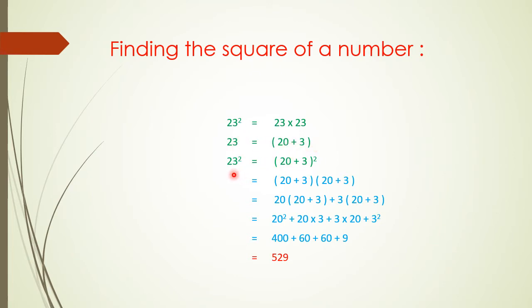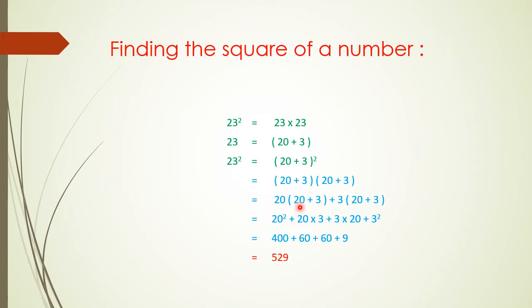And so 23 square is equal to 20 plus 3 all square. Here instead of 23 we write 20 plus 3, and here we have square, so we also put square here. Okay, and so we can write 20 plus 3 square is equal to 20 plus 3 into 20 plus 3. Now we multiply 20 into the second bracket, and we multiply plus 3 into the second bracket. 20 into 20 plus 3, plus this 3 into the second bracket, 20 plus 3.